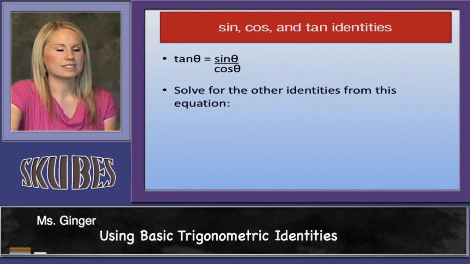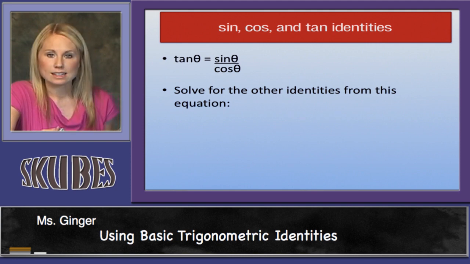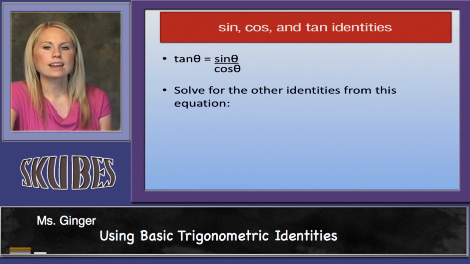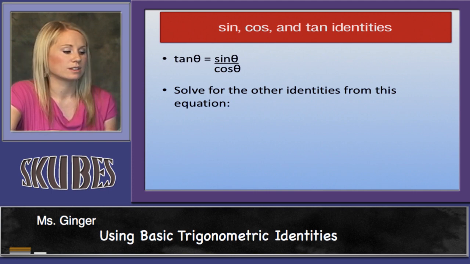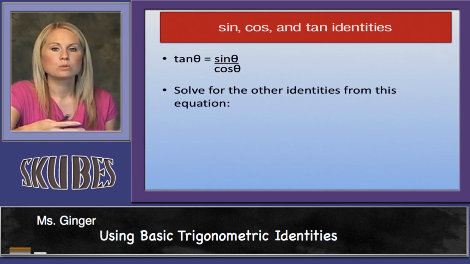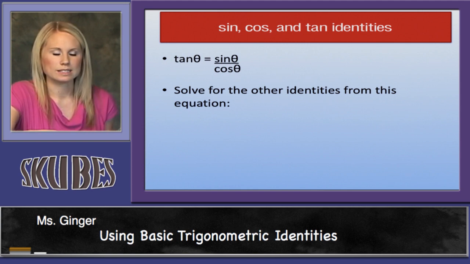We're going to be talking about the sine, cosine, and tangent functions. One of the most basic identities that always holds true for these functions is that the tan of an angle is equal to the sine of that angle divided by the cosine of that angle. From this one identity, we can find two other equivalent forms by solving for the other two pieces. This is the one for tan.